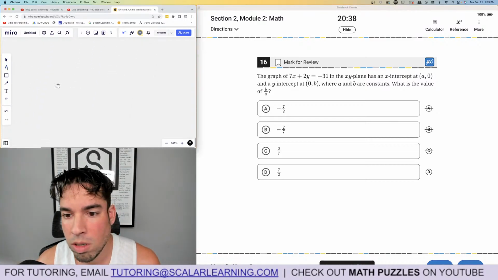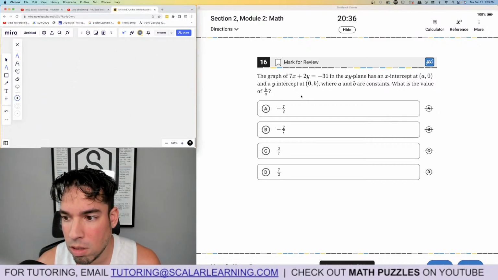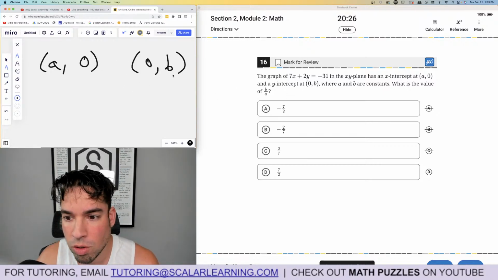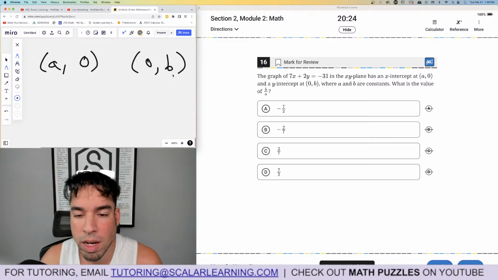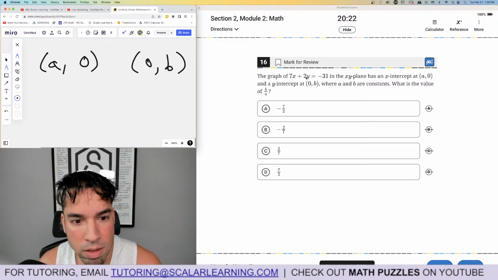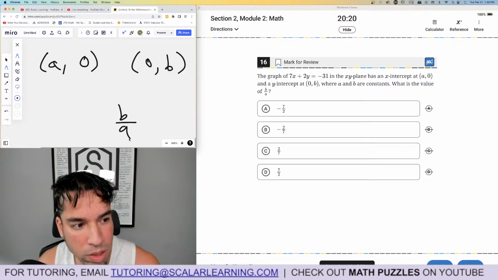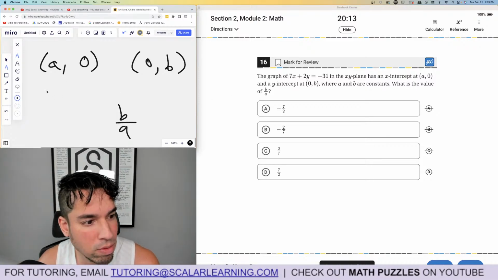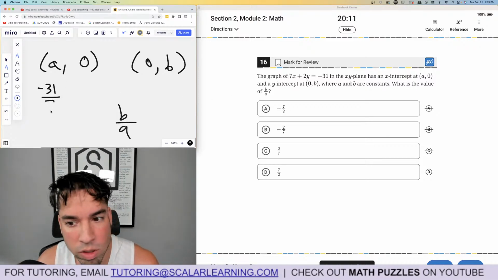This one here, 7x, has an x-intercept at (a, 0) and a y-intercept at (0, b), where a and b are constants. What is the value of b over a? So we want b over a. Let's figure these out. First, to find a, I'm going to plug 0 in for y. That goes away. 7x equals negative 31. So a would be negative 31 over 7.